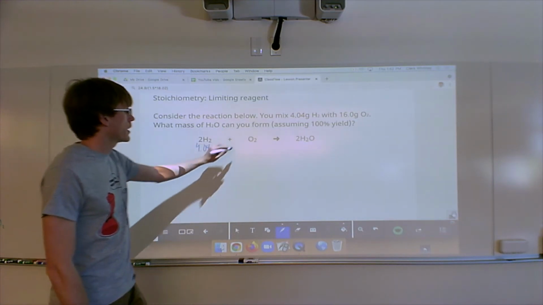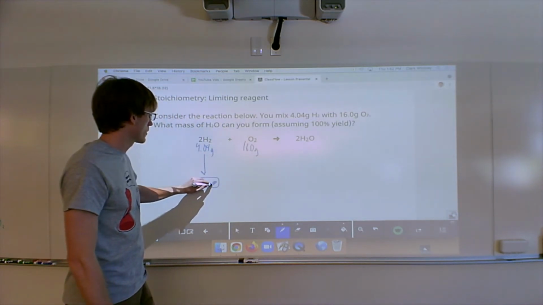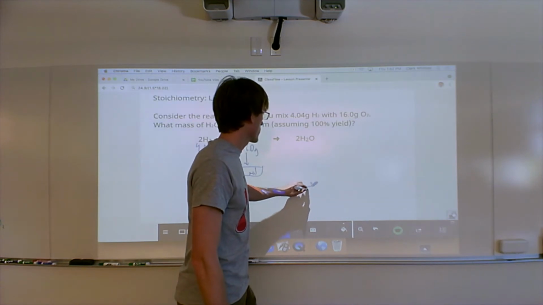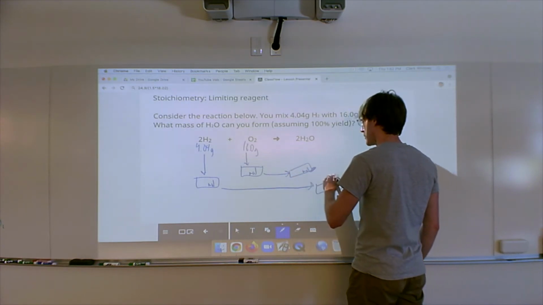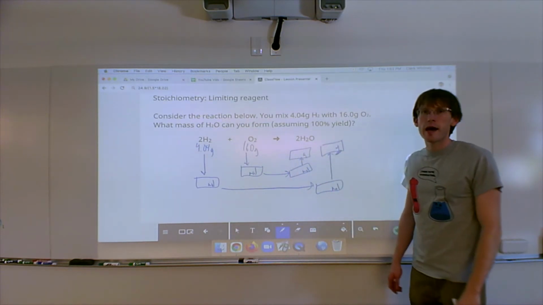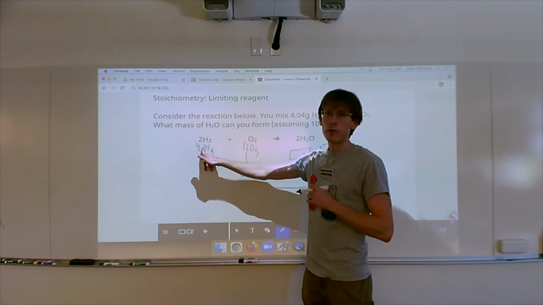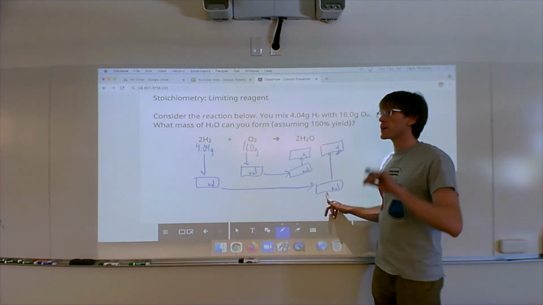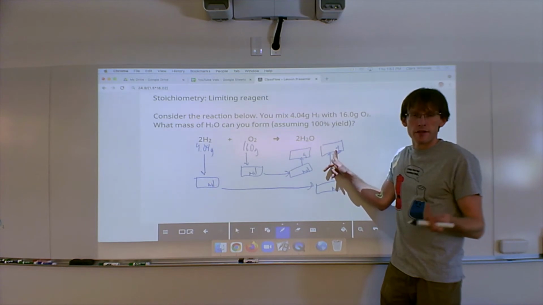I'm going to say that we have 4.04 grams of hydrogen and we have 16.0 grams of oxygen. And I'm going to go to moles, and then over to moles, and then to grams. So what I've done here is I've mapped out 2 parallel mass-mass problems. In this first one, we have 4.04 grams of hydrogen. How many moles of hydrogen are there? How many moles of water could you get, assuming that the hydrogen is what runs out first and you have enough oxygen to react with it? And how many grams of water is that?